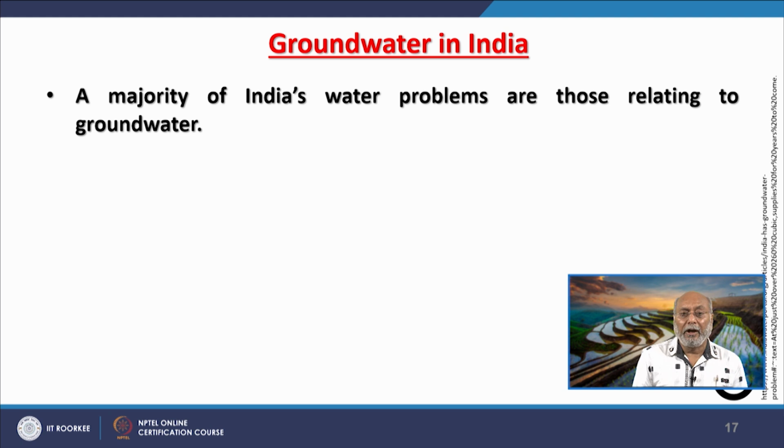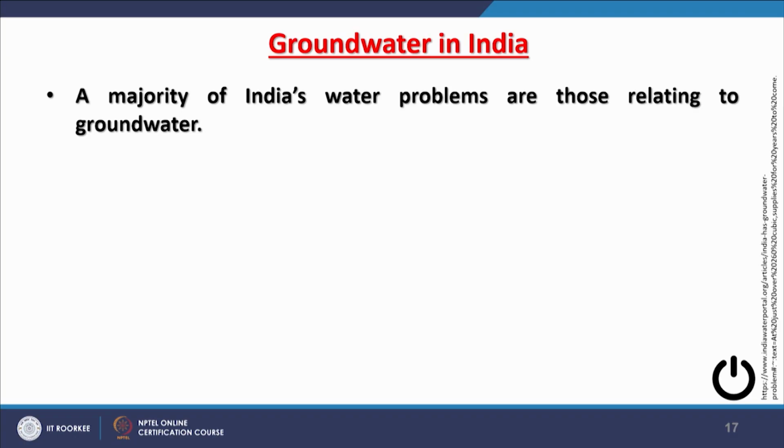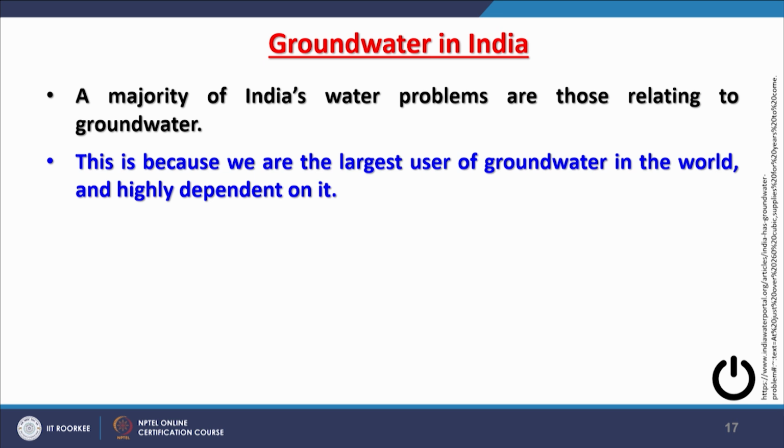In summary, what I can say in this discussion is that the majority of India's water problems are those relating to groundwater, because in other seasons when monsoon rains are not there, surface water goes dry, and then we start depending on groundwater. So, the majority of India's water problems are related to groundwater, but there are advantages with groundwater, which we will also be discussing in this course.